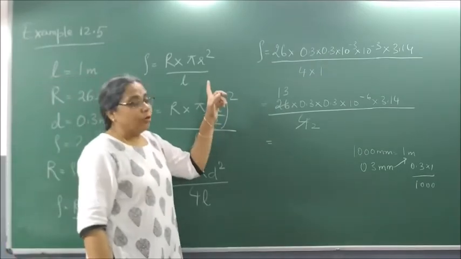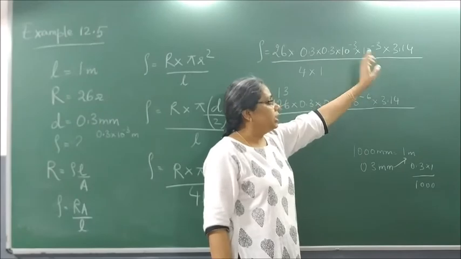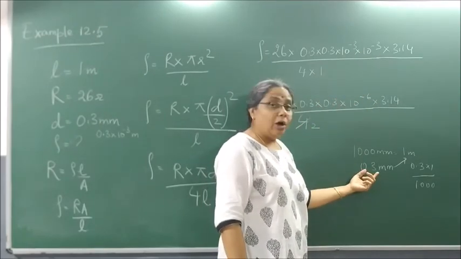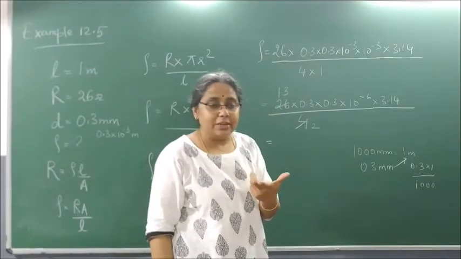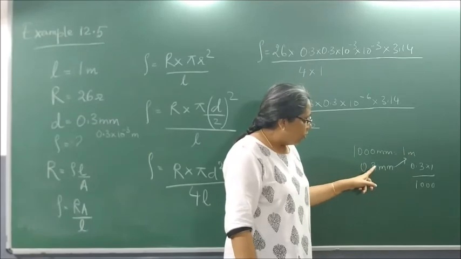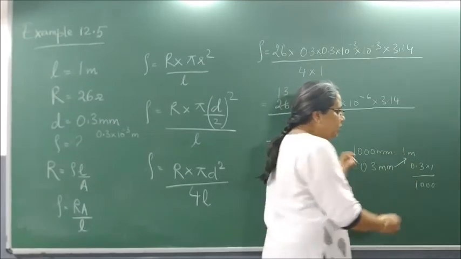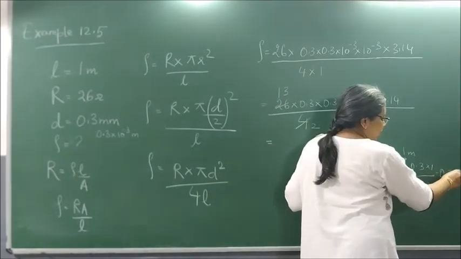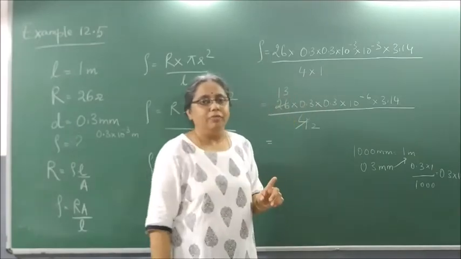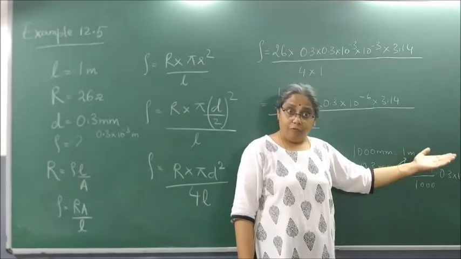I had forgotten to multiply it with 3.14, because we did not use the value of pi. So recheck it, and regarding how it became 10 to the power minus 3 meter. See, 1000 millimeter make 1 meter. So 0.3 millimeter will be 0.3 into 1 by 1000, which will become equal to 0.3 into 10 to the power minus 3. Your textbook, while solving it, has taken it as 3 into 10 to the power minus 4.